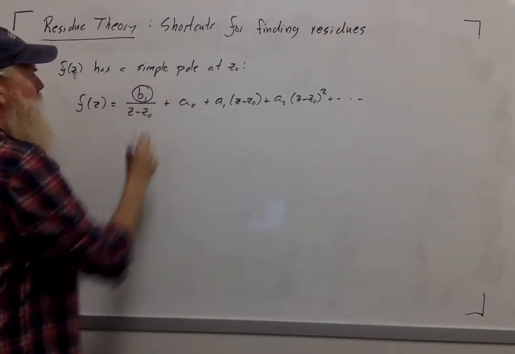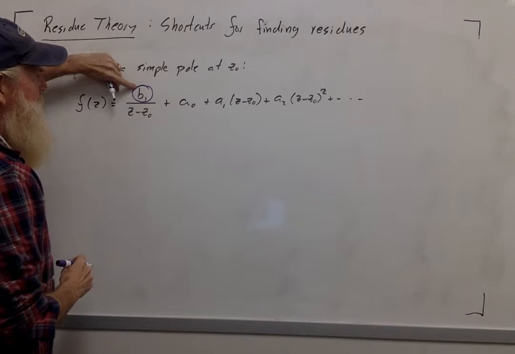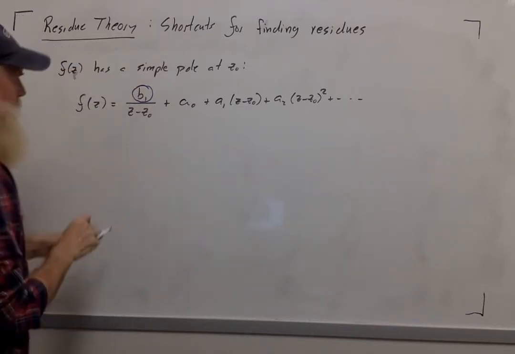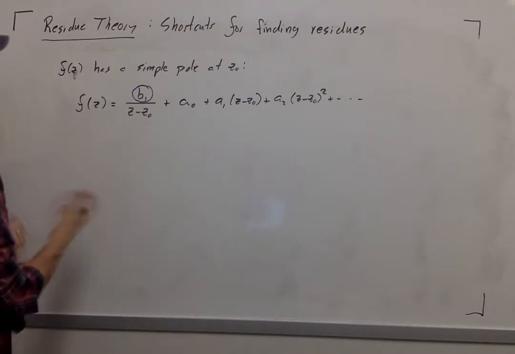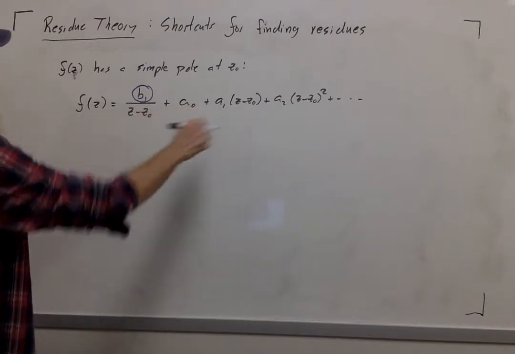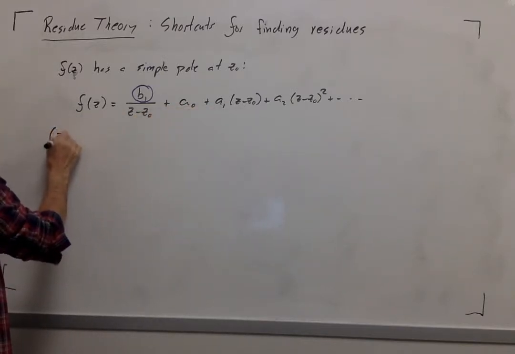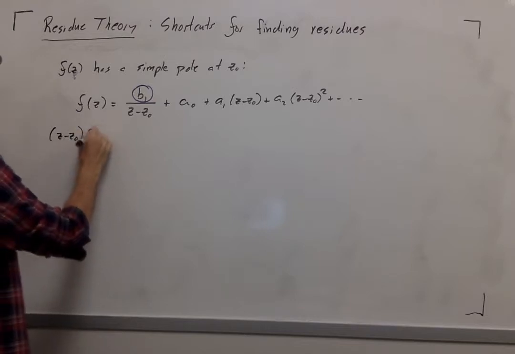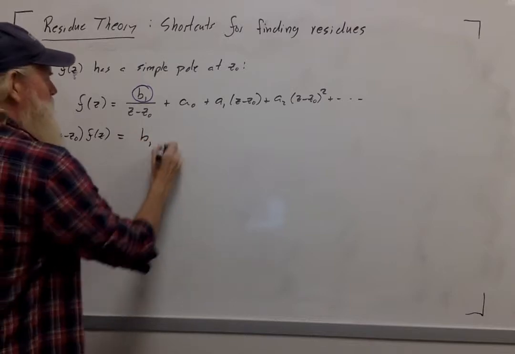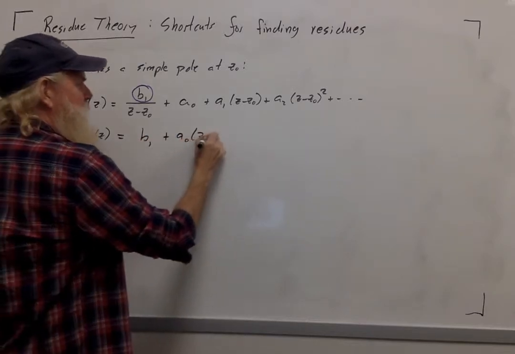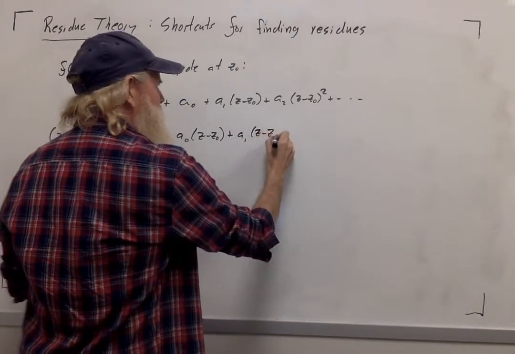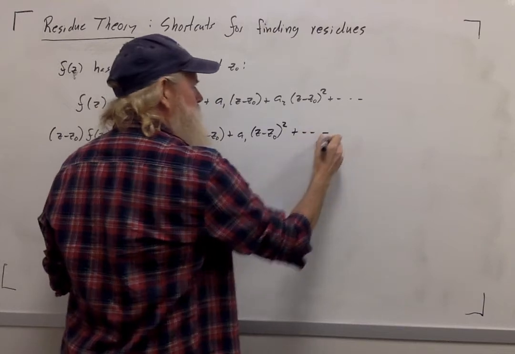Now the residue is always this term, which I'm labeling b1. It's going to be the coefficient of z minus z naught to the negative 1 power. So let's see how we could recover this without having to develop the Laurent expansion. First of all, let's multiply both sides of this by z minus z naught. So z minus z naught times f of z will be b1 plus a naught times z minus z naught plus a1 times z minus z naught squared, and so forth.